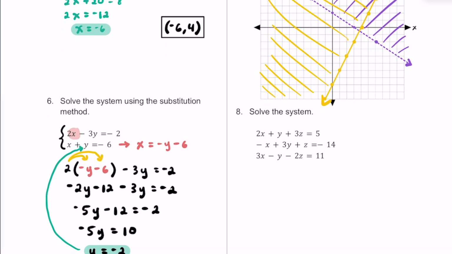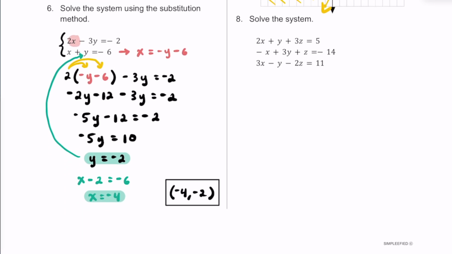All right, let's go ahead and try one more type of system. In this one, we have a system, but we have 3 variables instead of 2.